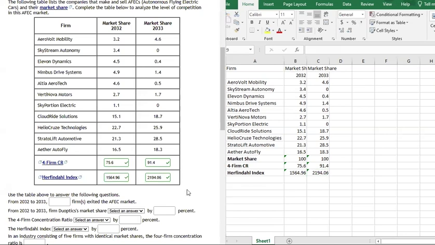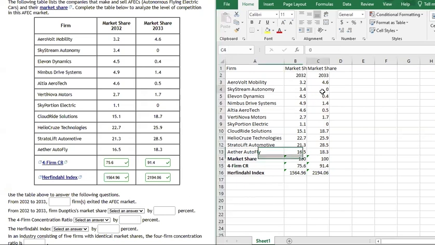Now we're going to use the table above to answer the following questions. From 2032 to 2033, how many firms exited this market? Well, to determine that, you look for the zeros in market share in the year 2033. This company exited the market. This company exited the market. Now, they could have closed up shop or they could have been purchased by another company. We don't know. In my model, I've had two companies exit.